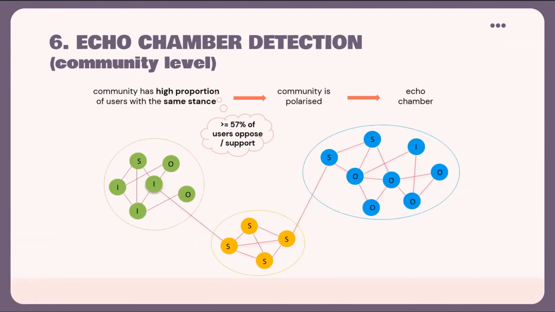Let's take a look at this example graph. The majority of the users, which takes up 50% in this green community, has a stance of indifferent, 100% have a stance of support, and 62.5% have a stance of oppose.